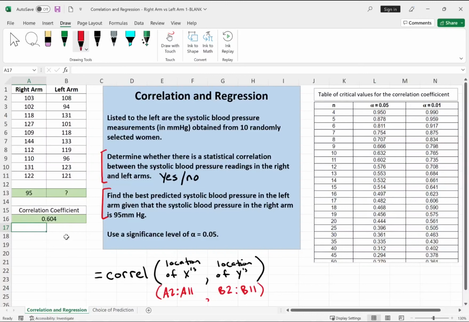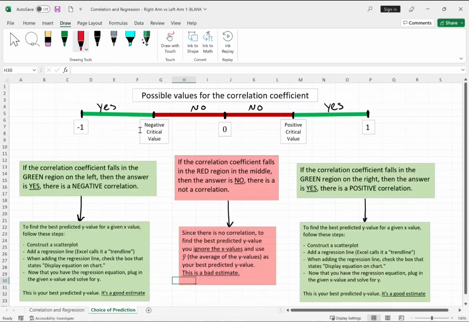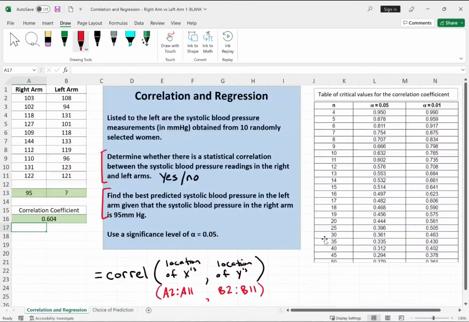Well, we can't answer that yet because we need to compare that to something. Where is 0.604? So let me just bounce over to this other tab. Where is 0.604 on this scale of -1 to 1? Does it fall in the green area or does it fall in the red area? Well, we have to figure out what is the critical value. What is the critical value?